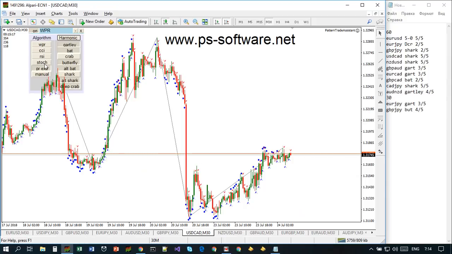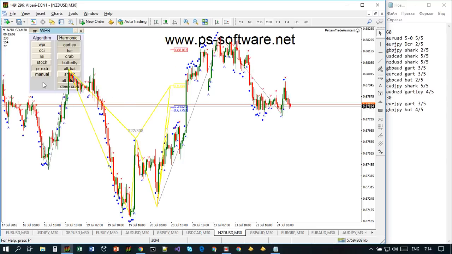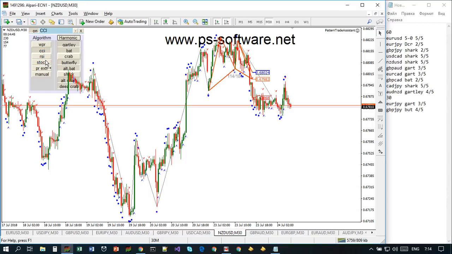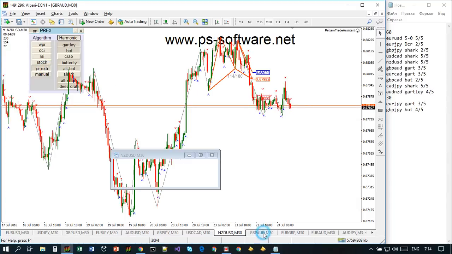Dollar Canadian. I don't actually see anything here. And MPS 5 says the same. New Zealand dollar, 30 minutes. We have this alternative bat. This means the reversal took place not at the standard 886, but at the 113 level. Okay. What we have here. Then let's go pound OC.